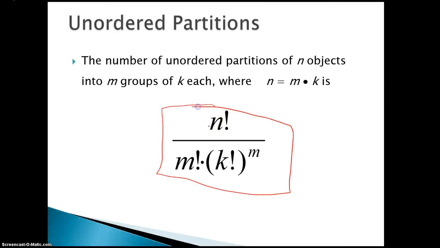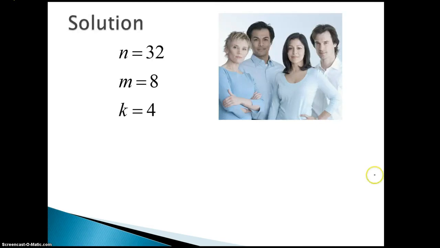It's kind of different. You'll notice we've got some factorials going. This is the total number of things. This is the number of groups. This represents the number of things in each group. And then you'll notice we've even got a little exponent here going. So, N here is 32, M is 8, K is 4. So our N is 32, so that goes on the top, factorial. We're doing 8 groups, so that's 8 factorial. And then in parentheses, we're going to do the number in each group, factorial, and then take that to the 8th power.